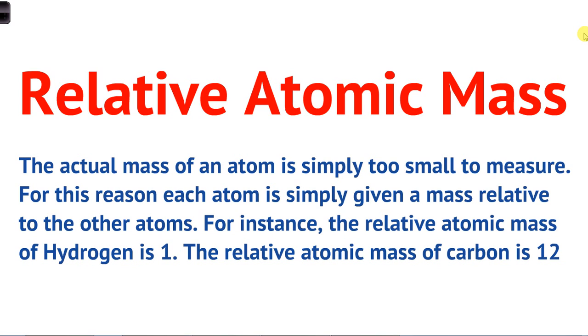We can't put a single atom on a balance and try to determine its mass. So atoms were given a mass that was relative to the other atoms. It's not an actual value, it's not like kilograms or grams, it's just relative to the other ones. For instance, the relative atomic mass of hydrogen is 1. And that makes sense. On the periodic table, we know hydrogen has a mass of 1.